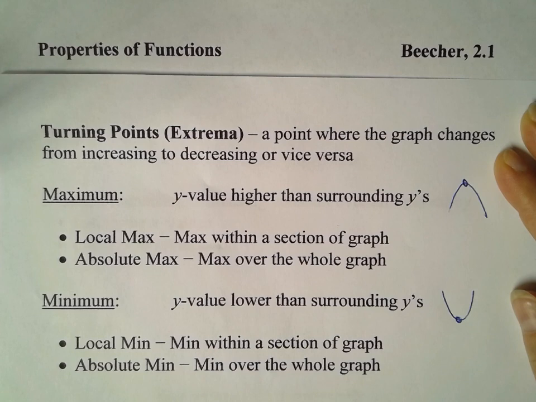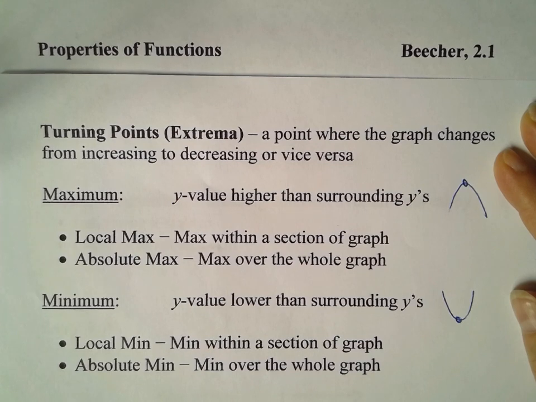Of maximums and minimums, we can have two types of each. So we could have a local maximum. That means that within a section of the graph, we have a point sort of at the top of the hill. It may not be the highest point over the whole graph, but in that general area, it is the highest. Compare that with the absolute maximum. This would be the maximum point over the whole graph. This is the highest point of the whole graph. Now sometimes we have an absolute maximum and sometimes we don't. If a graph goes to positive infinity, then we won't have a highest point, and so we may or may not have an absolute maximum.